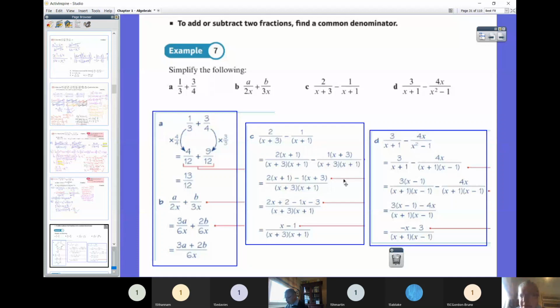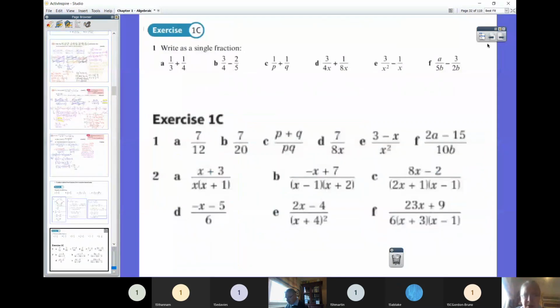I think we might as well try and do it all, because you're going to be rusty and you need the practice, or you're going to find it ever so easy and you're going to rattle through the easier ones. So if we could just try and do all of exercise 1C.